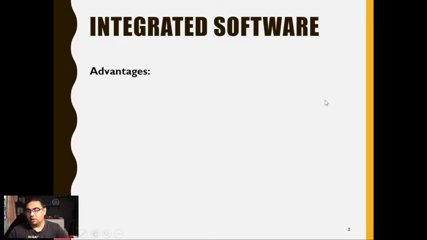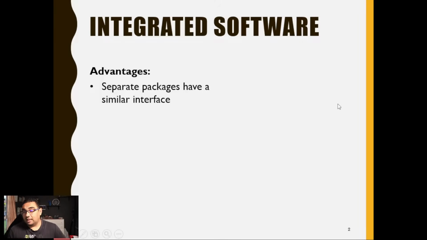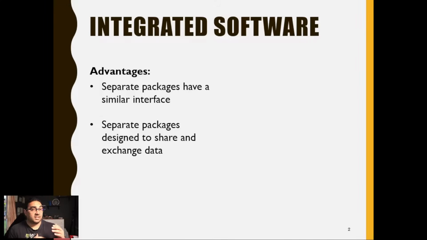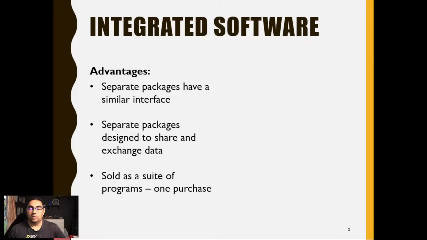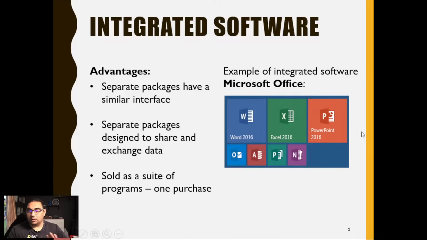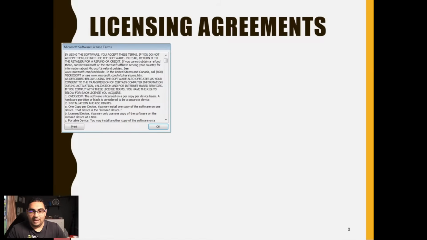So let's look at some of the advantages. We can see that separate packages have a similar interface, as we see with Word, Excel, PowerPoint, etc. Separate packages are designed to share and exchange data, and we know we can do that between the two or between all of them. And it's sold as a suite of programs. So when we talk about the Microsoft Office suite, we're actually talking about the programs that make up the piece of software that we call Microsoft Office. Okay, so that you should know. There are a few examples. Please know how to give the advantages and be able to give some examples as well.